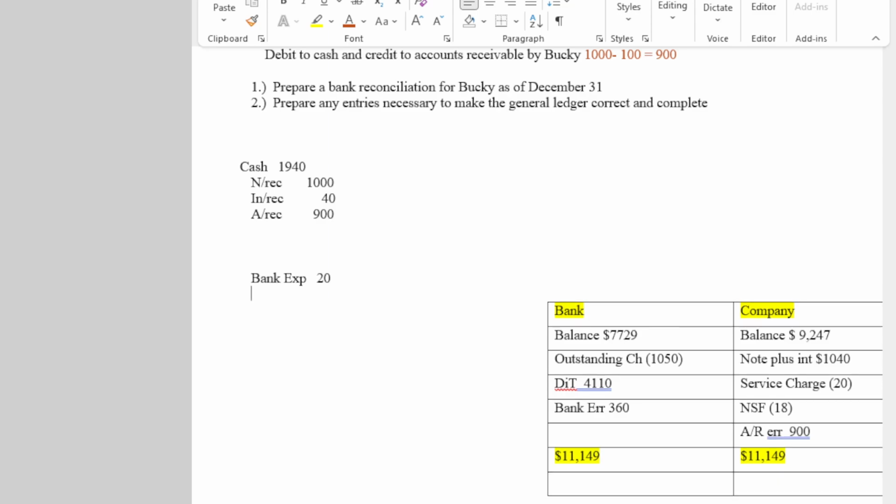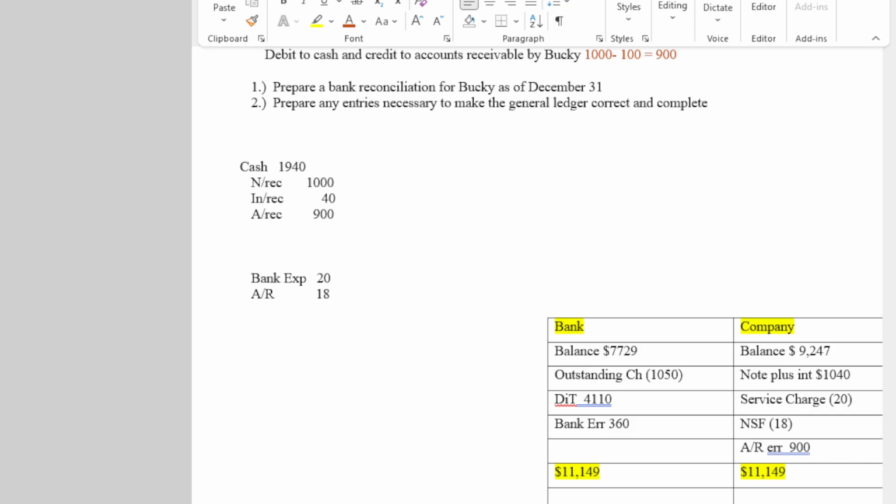Then after that, we got that NSF charge. Since that's a returned check, that's going to actually be considered accounts receivable, because accounts receivable was receiving that money, and that money got returned. So that's where we're going to put this one. 18.